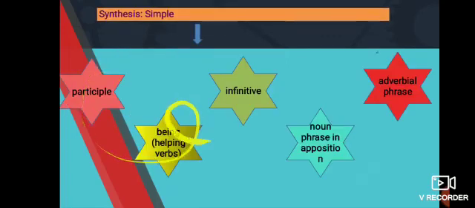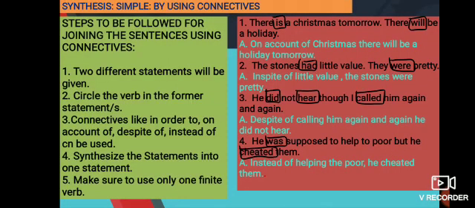These are the 5 types that you have already learned: using participle, using helping verbs, using infinitive to plus verb, using noun or noun phrase in apposition, and adverbial phrase. So in today's session, we'll be learning simple synthesis by using connectives. What are the steps to be followed for joining the sentences using connectives? Number 1, 2 or 3 different statements will be given. Next, circle the verb in the former statement or statements as we usually do.